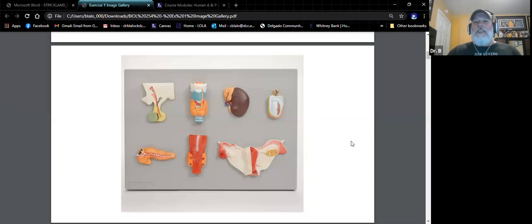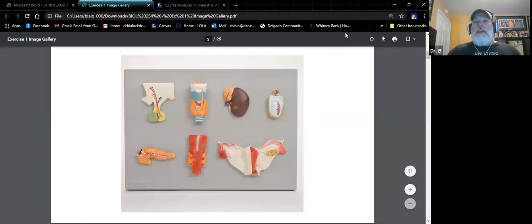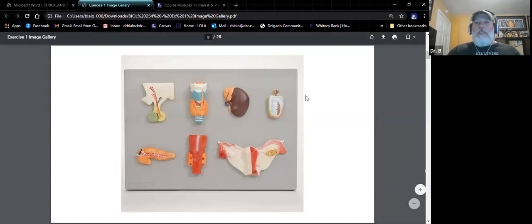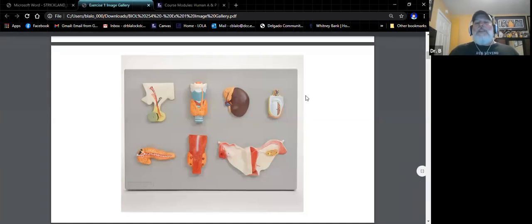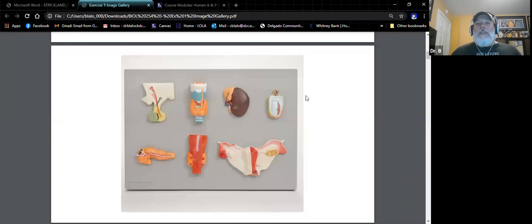The hypophyseal fossa. Well, now that kind of makes sense, right? Because if the pituitary gland is called the hypophysis, then the fossa that it sits in would be the hypophyseal fossa. So that's where the pituitary gland is going to sit.